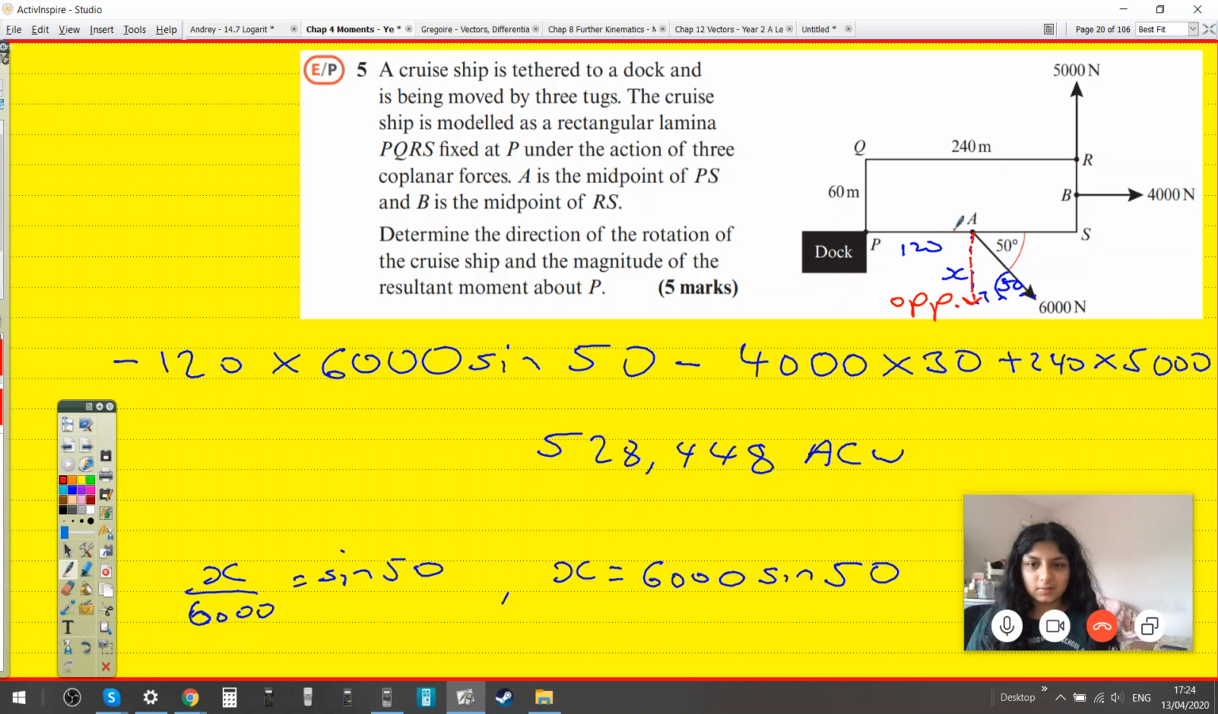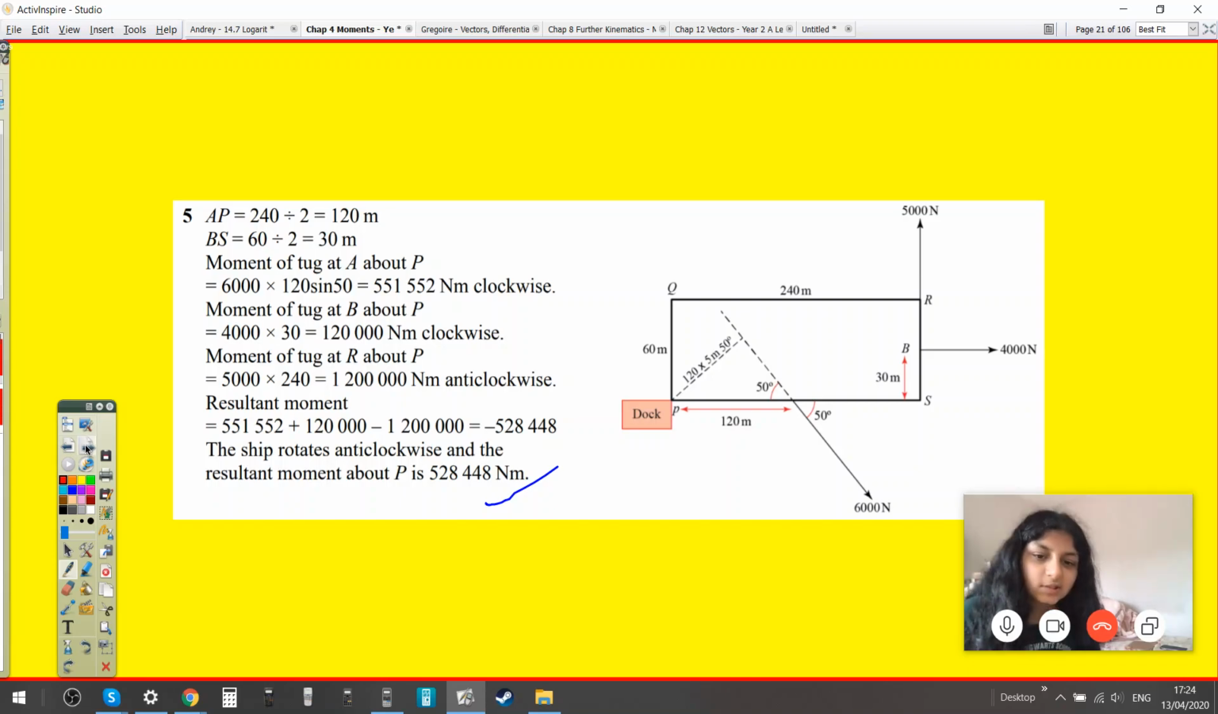Basically, it's a rectangle. So you see how this one was 240 times 5,000? Yeah. So base times height. So this one down here, 120 times x. x is 6,000 sine 50. Okay. That sort of makes sense. Yay.